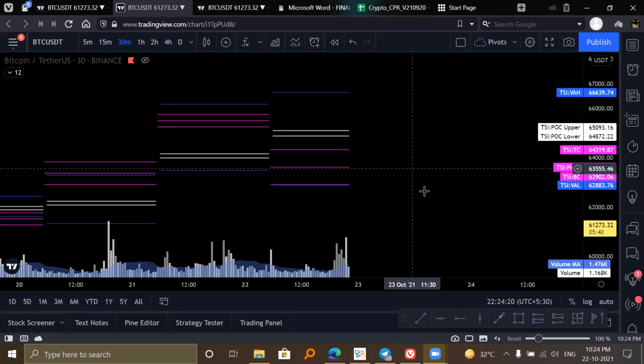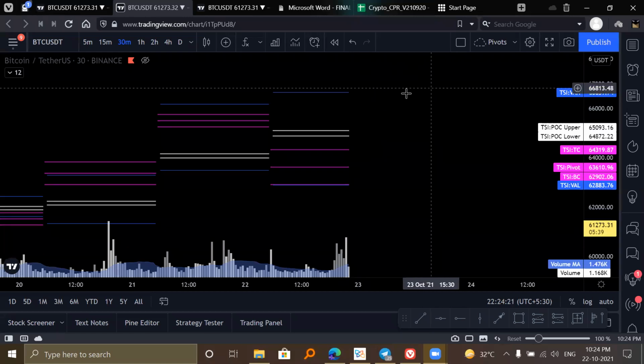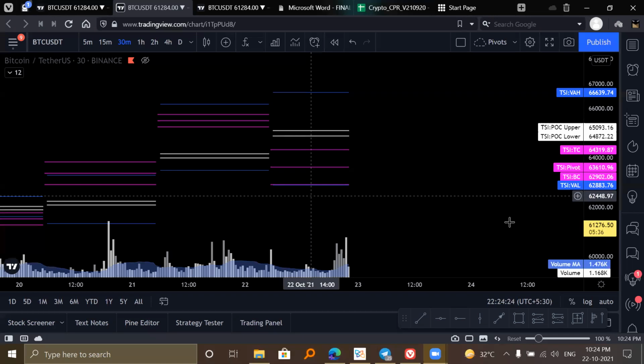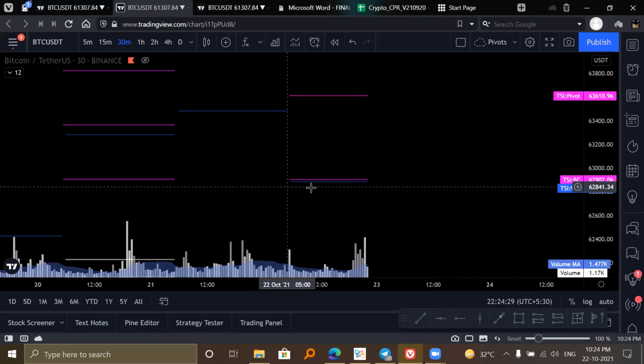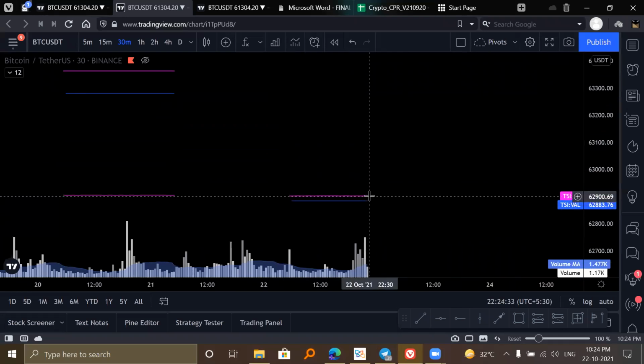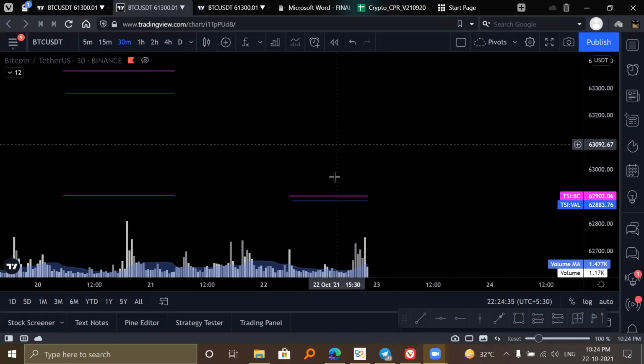And these blue lines are known as VAH, value area high, and this bottom line, it is not visible because it is just amalgamated with the BC. You can see that when I zoom in. See, this is the BC, and this is the value area low.